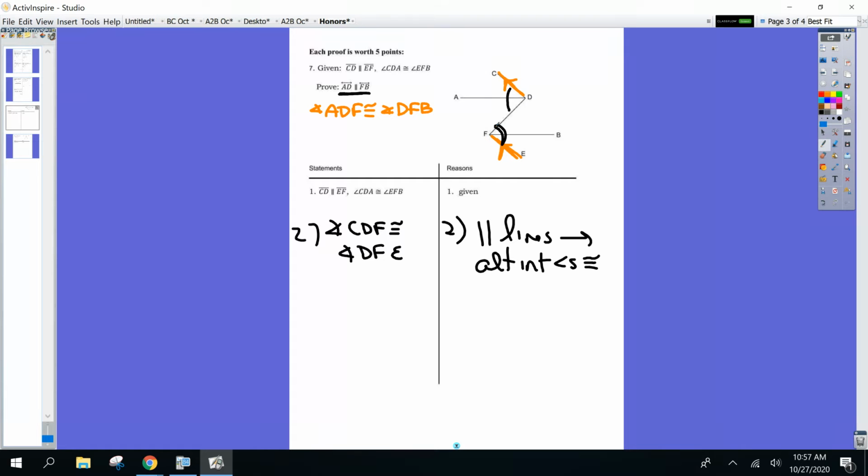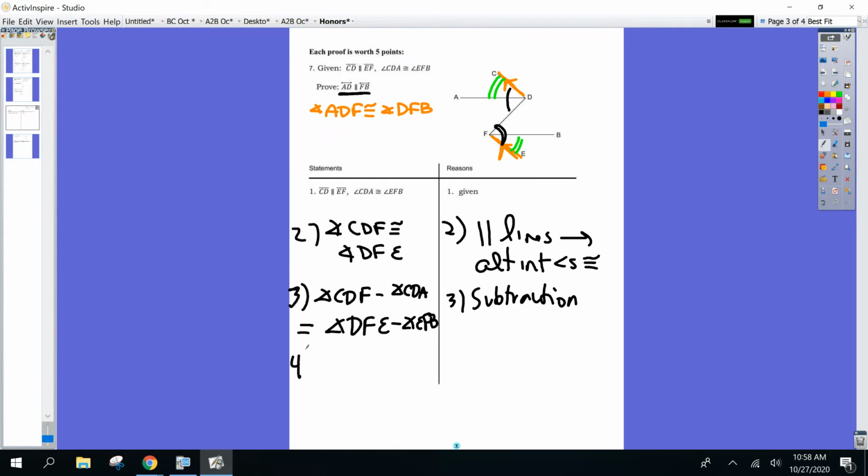And then I took the two angles in the givens, CDA and EFB, those two right there. I took those two and subtracted them. So I did subtraction next. I took angle CDF minus CDA, and then I set that equal to DFE minus EFB. And then when you subtract those angles, look what you're left with. The angles I wanted. But it had to be done using subtraction.